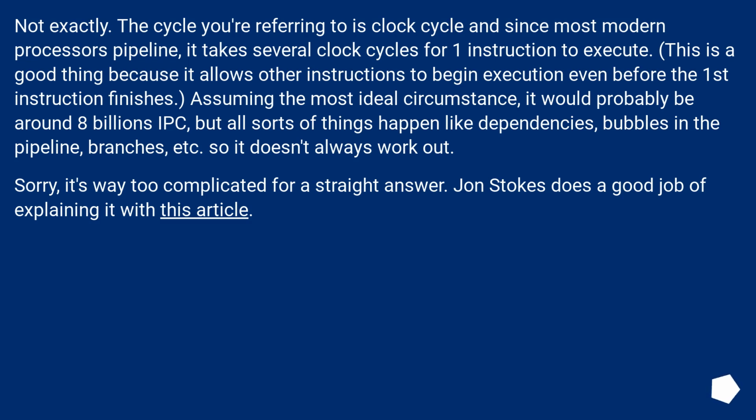Not exactly. The cycle you're referring to is clock cycle, and since most modern processors pipeline, it takes several clock cycles for one instruction to execute. This is a good thing because it allows other instructions to begin execution even before the first instruction finishes. Assuming the most ideal circumstance, it would probably be around 8 billion IPC, but all sorts of things happen like dependencies, bubbles in the pipeline, branches, etc., so it doesn't always work out. Sorry, it's way too complicated for a straight answer. John Stokes does a good job of explaining it with this article.